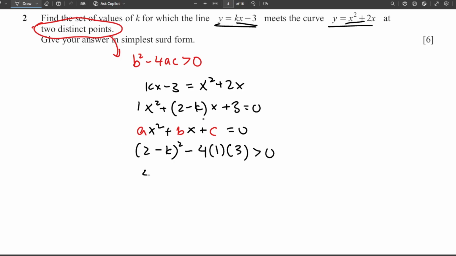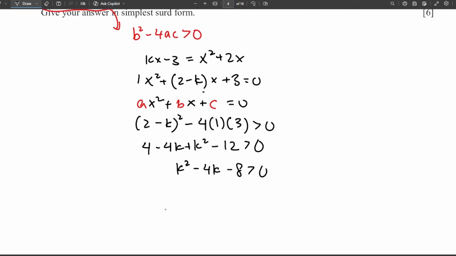So this one you expand, and this one you try to multiply, and you should be able to get a quadratic, right? A quadratic in terms of k. Okay, a 3-term quadratic, k squared minus 4k minus 8 is greater than 0.